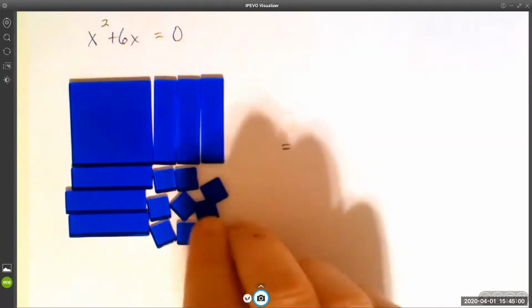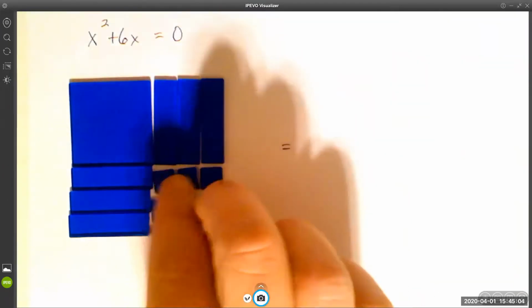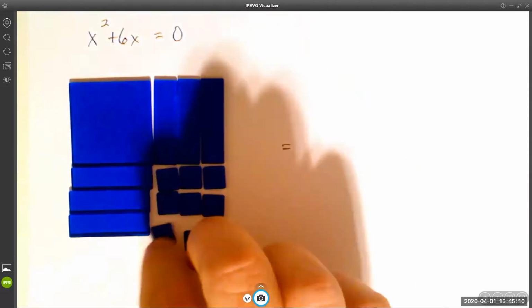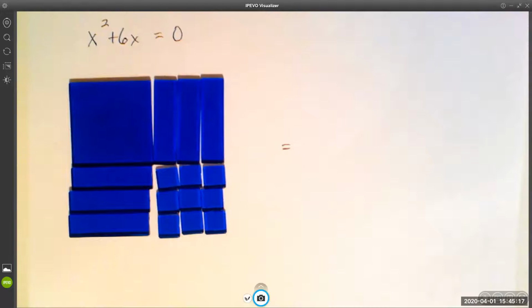I don't know about you, but to me, this is just very satisfying. Being able to make a square out of this stuff. Okay, so there we go. Not quite perfect, but that's the idea. Now, since I added 9 units on the left-hand side, I'm going to have to add 9 units on the right-hand side.